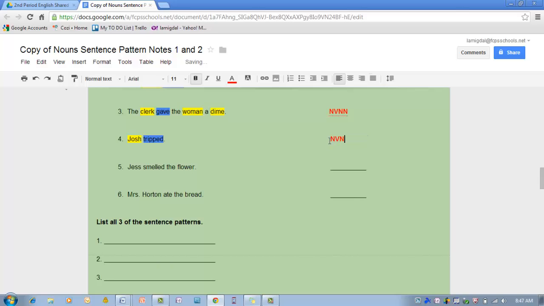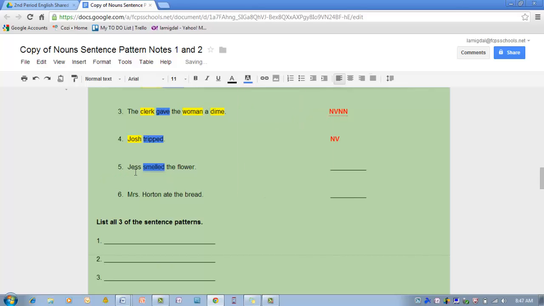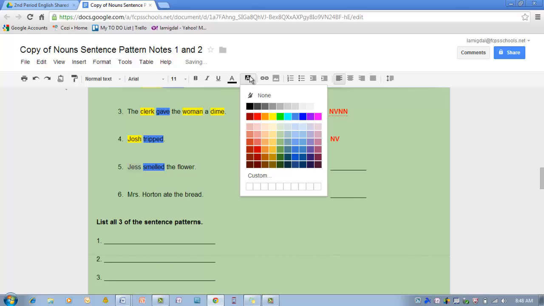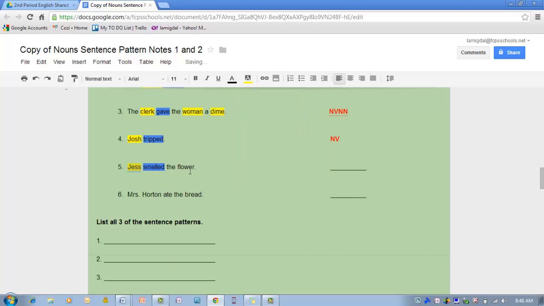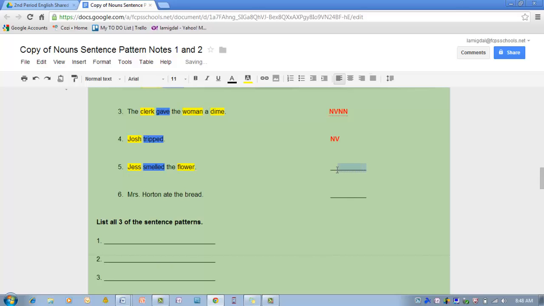Oops, let me do this in pretty color. Take that off. Jess smelled the flower. Action is smell. In blue, in front of it is a noun. Oh, goodness. I'm not very good at highlighting, am I? Jess, in yellow, is the noun. Go behind the verb, and we have flower. Another noun. So that would be noun, verb, noun.